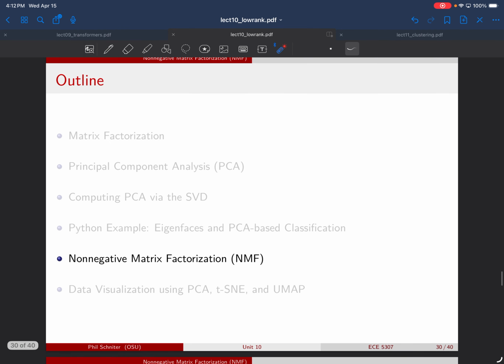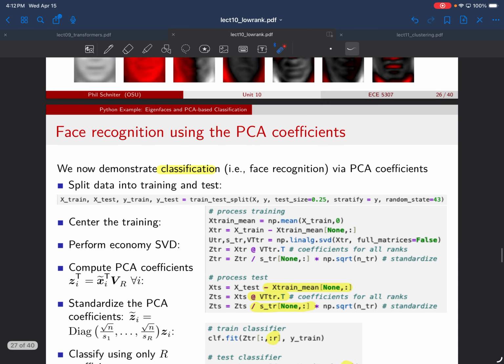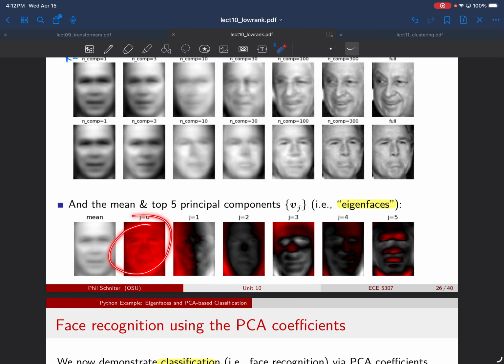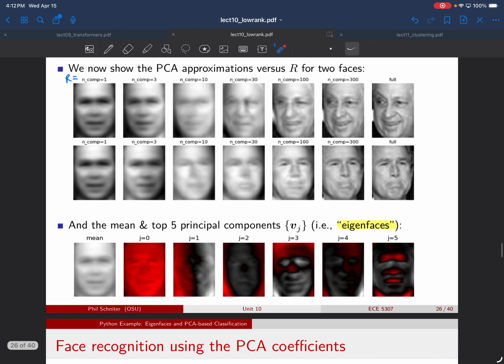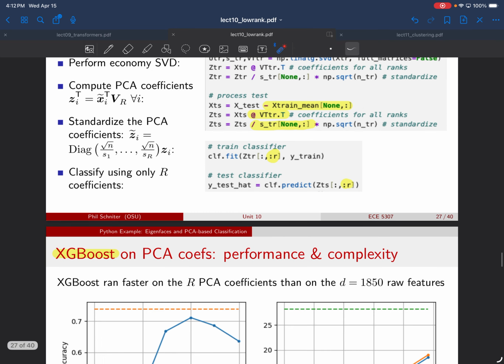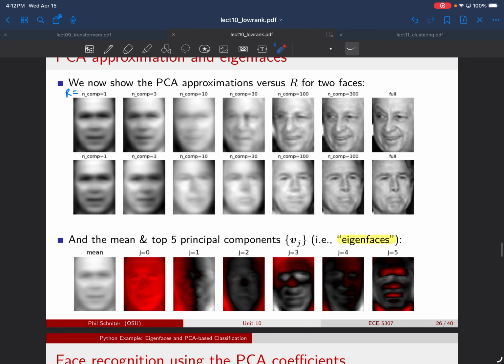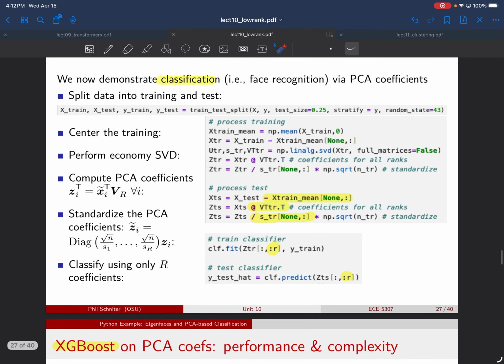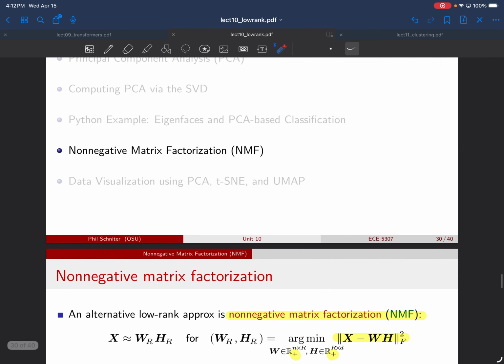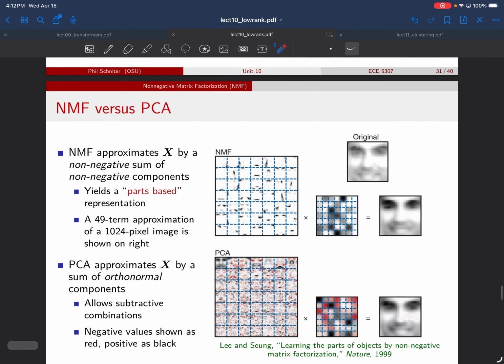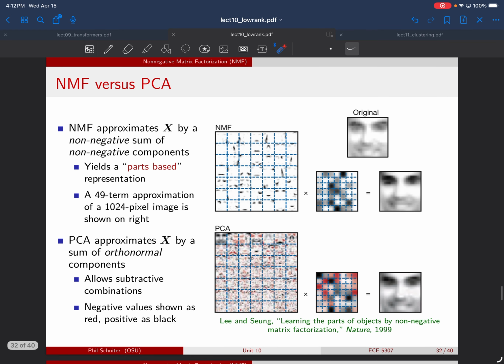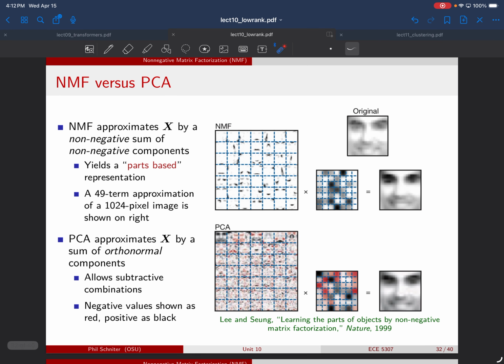With PCA, if you remember, we had these negative entries, both in the eigenfaces as well as the coefficients Z that we use to scale these. So they could be positive or negative, and so it's often hard to say what the meaning of those negative entries is in some applications. Okay, so here's a visual comparison. I should have just showed you this.